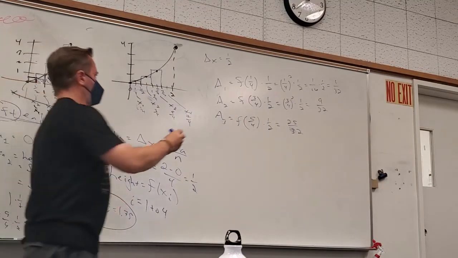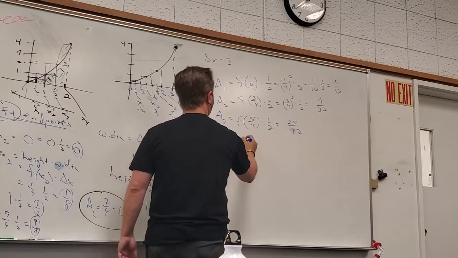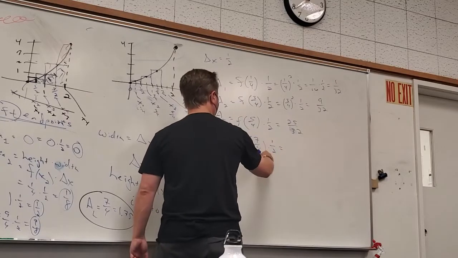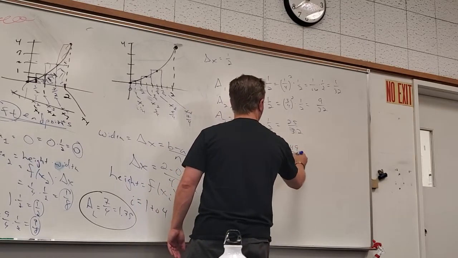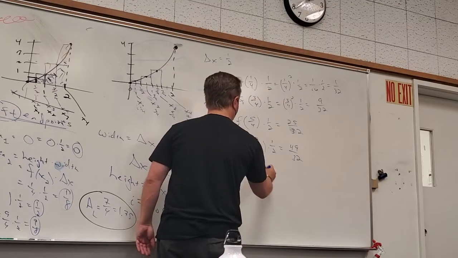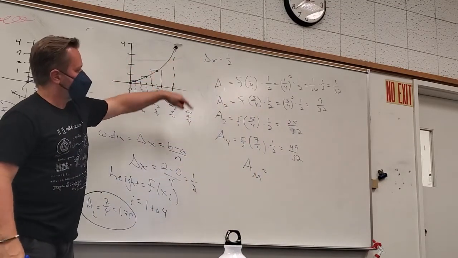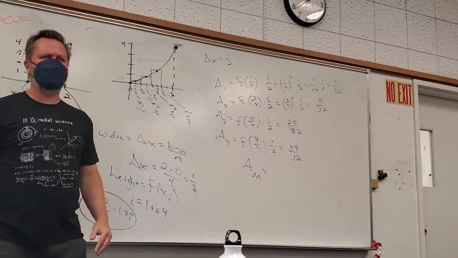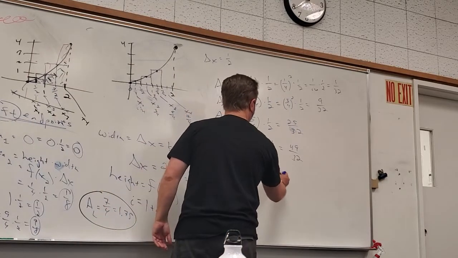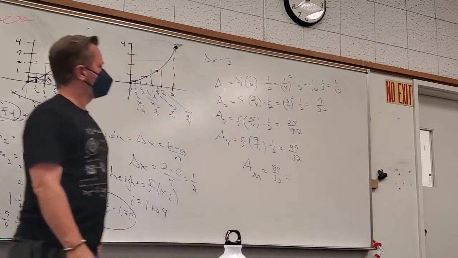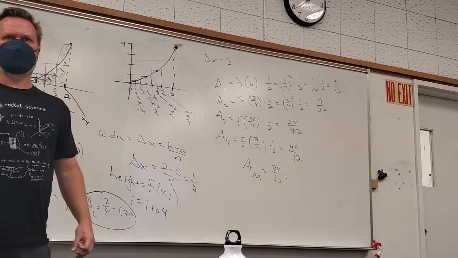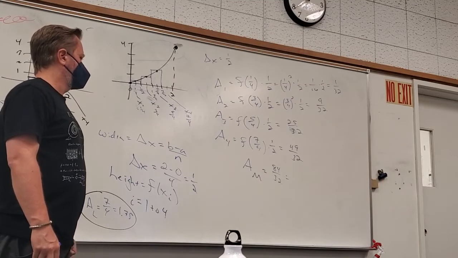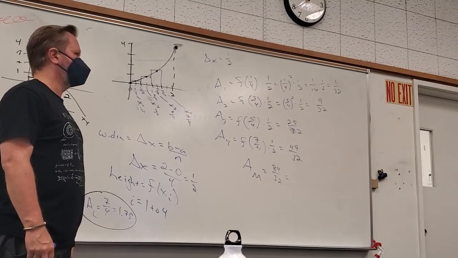Okay. And then the fourth area, f of 7/4, right? Is that 7/4? 49/16 times 1/2 is 49/32. So what do we get for the area using the midpoints? Add all that together. 35, 84, is that right? 84/32? Is that right? I don't know. 50, 75, 84. And 84 divided by 32 comes out to be 28/11 almost.